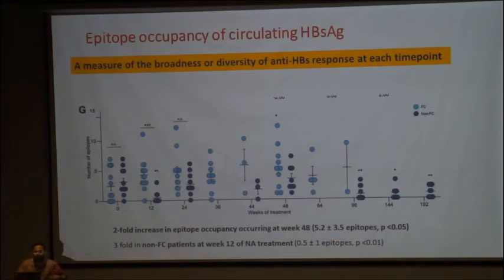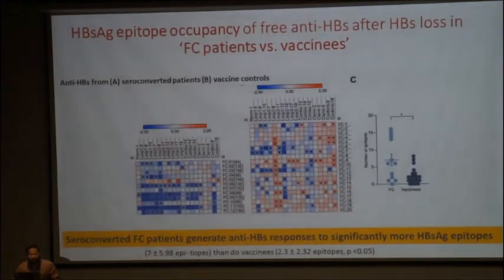So these things can help us in identifying the patients who are going to achieve functional cure in future. Additionally, HBsAg epitope occupancy of free anti-HBs after the HBsAg loss was compared between the anti-HBs titers produced in functional cure patients versus those who achieve anti-HBs titers because of vaccination. So the quality of the anti-HBs is different between those who achieve anti-HBs status by functional cure vis-a-vis those who achieve this by vaccination.